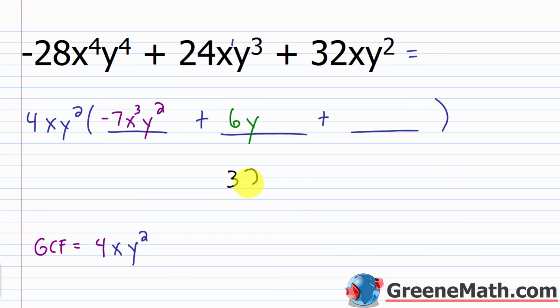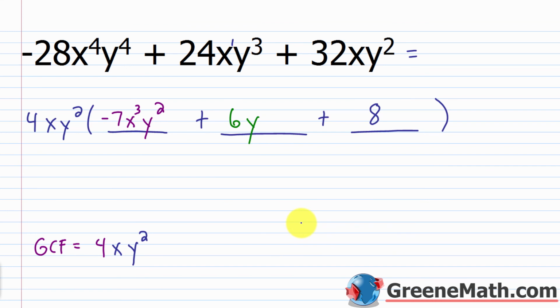So we have 32xy squared over 4xy squared. So 32 divided by 4 is 8. X over x is 1. Y squared over y squared is 1. So I'm going to put an 8 there. All right, so let's erase this real quick.